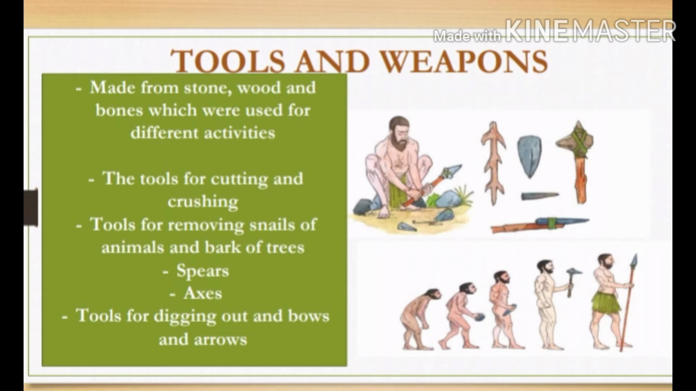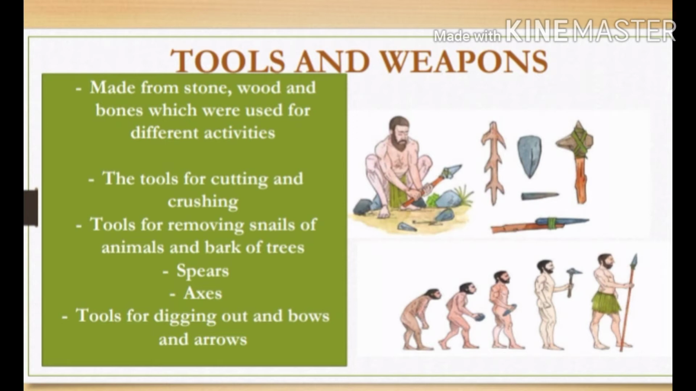Now, let me ask you one thing. What do you mean by herbivore animals and carnivore animals? Herbivores means animals feeding on plants, and carnivores are animals feeding on other animals. Next topic given in our textbook is tools and weapons.